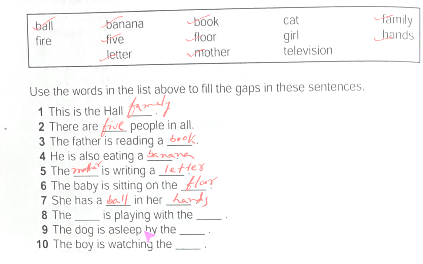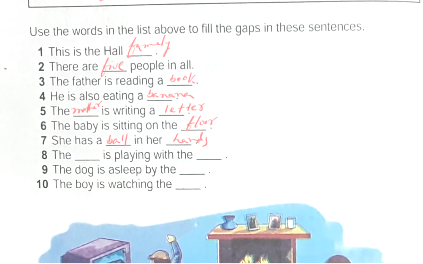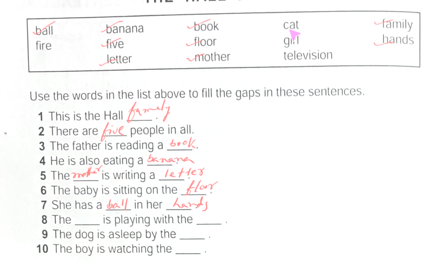Number 8, the dash is playing with the dash. So let's see here. See, the girl is playing with the cat. So we can write here, and we can see, yes, it's written the girl, here the girl, and here is the cat. So we can write the girl is playing with the whom? With the cat.